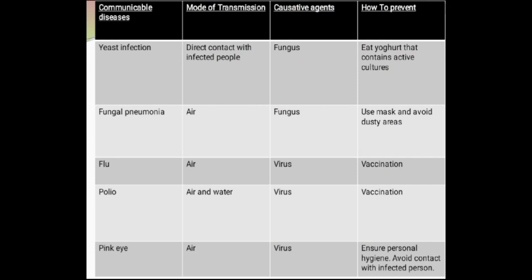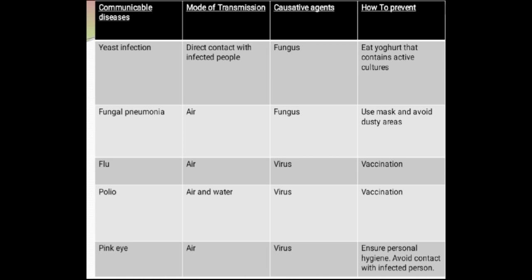This table shows the communicable diseases, their mode of transmission, causative agents, and how to prevent these communicable diseases. Number 1, yeast infection. Mode of transmission: direct contact with infected people. Causative agent: fungus. How to prevent: eat yogurt that contains active cultures. Number 2, fungal pneumonia. Mode of transmission: air. Causative agent: fungus. How to prevent: use a mask and avoid dusty areas.